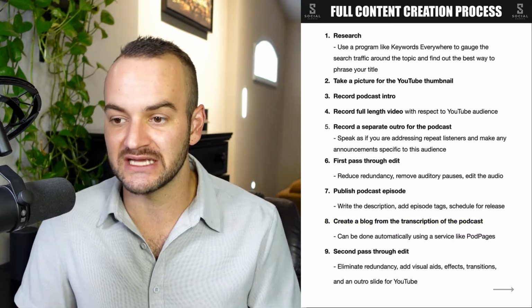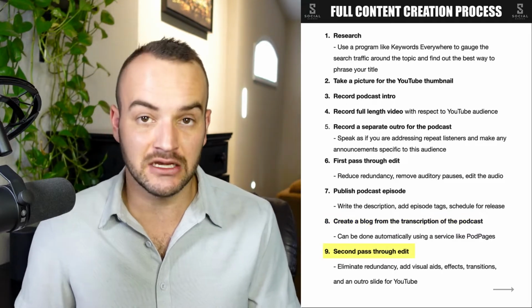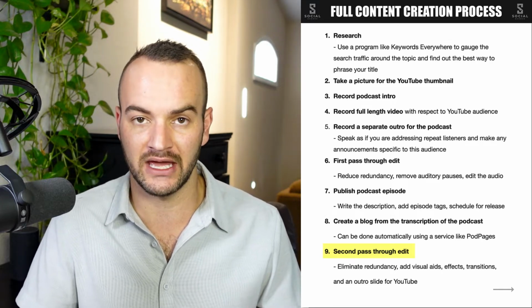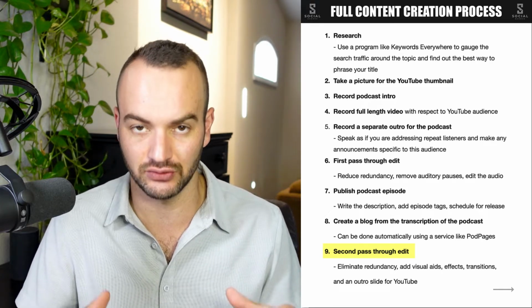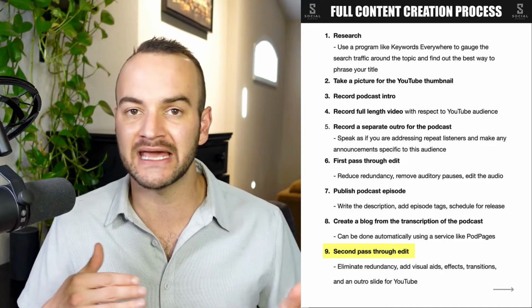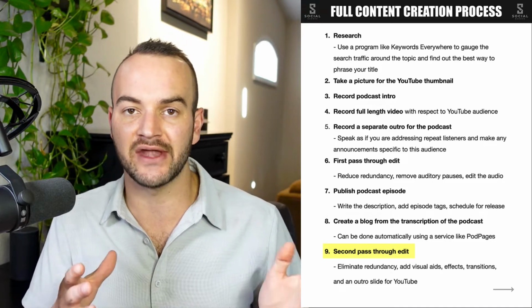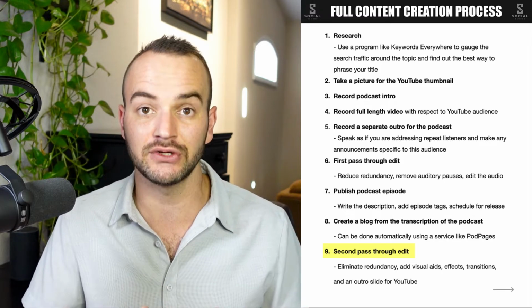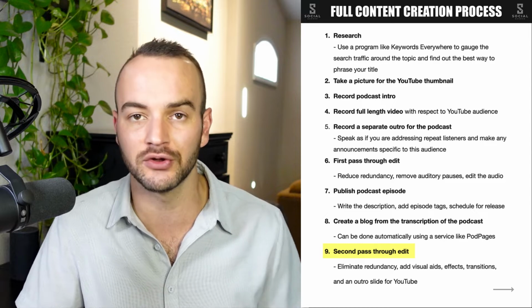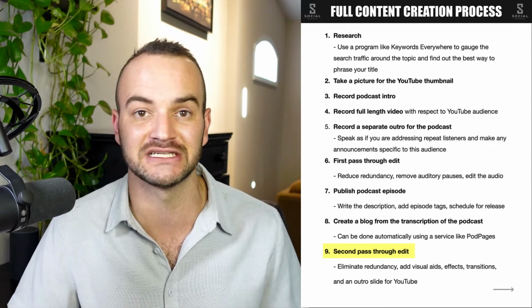Moving on to step number 9 is a second pass-through edit. So going back to the video, and it's already been edited to go to the podcast audio. Now I'm going to remove all the podcast audio and the music, and then I'm going to design it so that it's ready for YouTube. Now, YouTube is usually going to be a lot quicker pace, especially because it's a colder audience, so I'm not going to go off on tangents and tell stories.